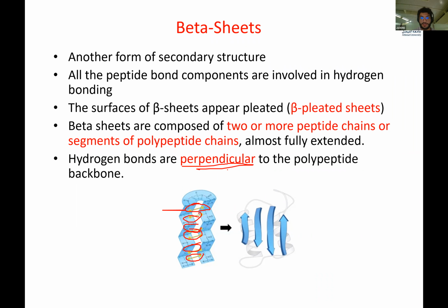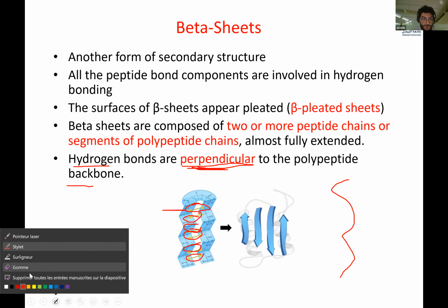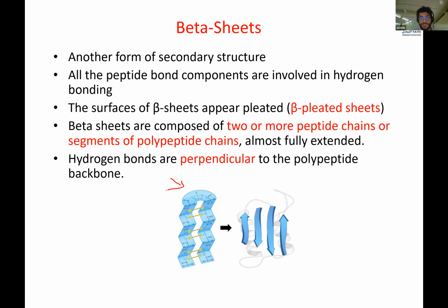Now, the second thing to understand is that we discussed earlier that alpha helices have parallel hydrogen bonds to the backbone. Now, if you notice over here in a beta pleated sheet, the hydrogen bonds are pointed this way. The whole structure of the protein is pointing downwards or upwards, down, up, down, up. So the hydrogen bonds are perpendicular. There's a 90-degree angle between them and the protein backbone.